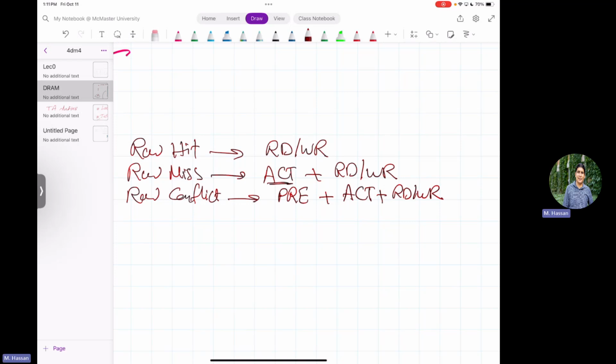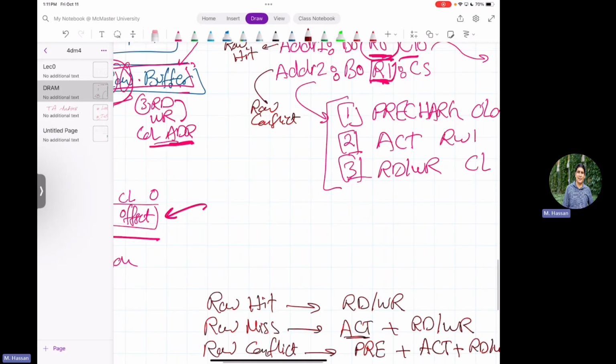Yeah. So in the case of a row hit, you don't send the row address at all. The memory controller will only be sending the column address, which will go to the column decoder to point to the correct columns in the row buffer here.